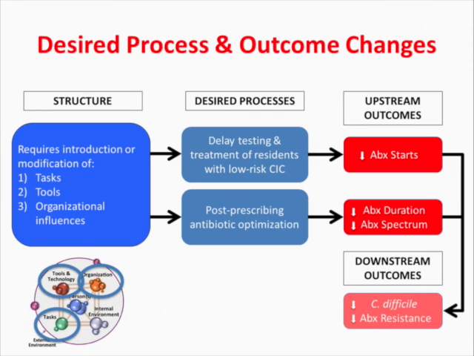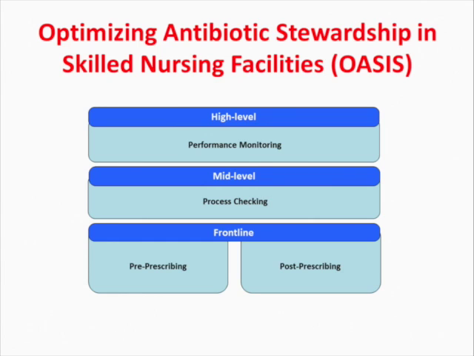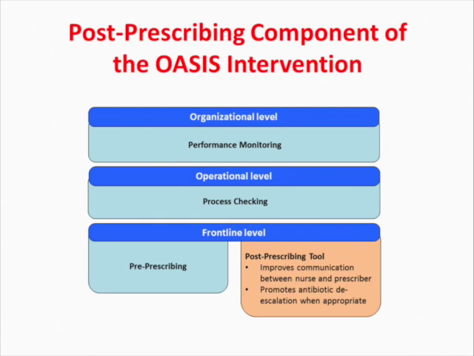difficile and antibiotic resistance. The four components of the OASIS intervention are pre-prescribing and post-prescribing at the frontline staff level, and process checking and performance monitoring at the organizational level. The purpose of this video is to focus on the post-prescribing tool, which is an antibiotic review form that improves communication between nurse and prescriber and promotes antibiotic de-escalation when appropriate.